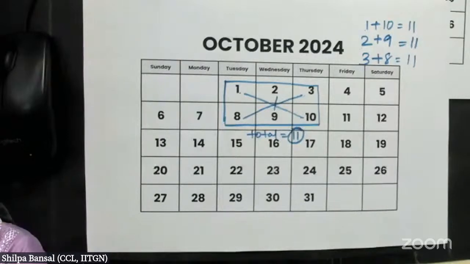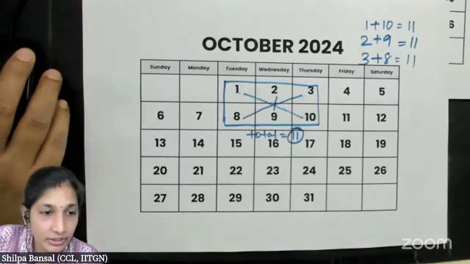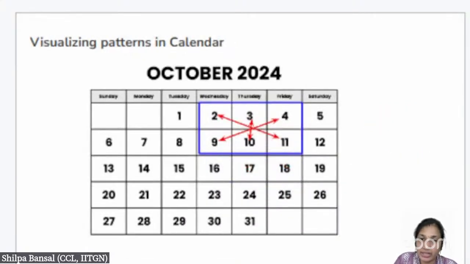Okay. So now I can show you: if you try to arrange these numbers in such a way that it will be complete, the total will be the same in all the directions. Here 2, 9, 16, the total is not the same. So try to rearrange the numbers, make it jumbled, and make the total the same. Okay. So here what I showed, the total is the same in this.